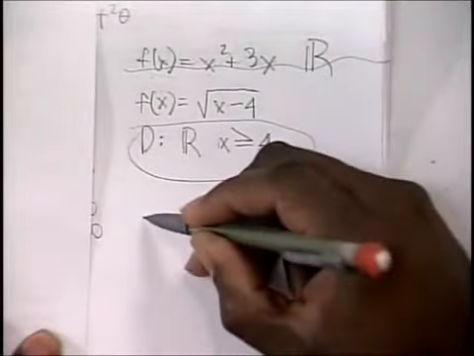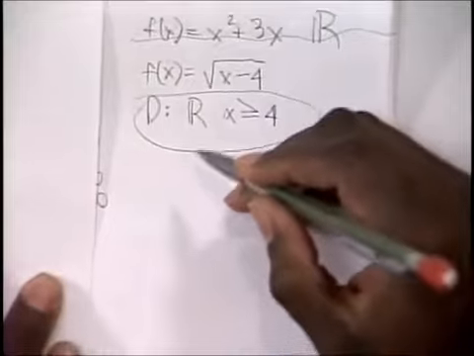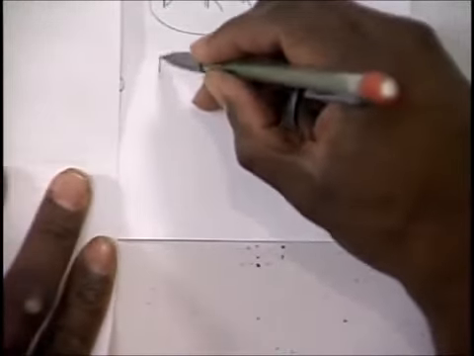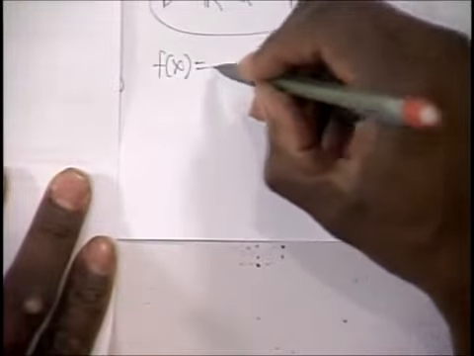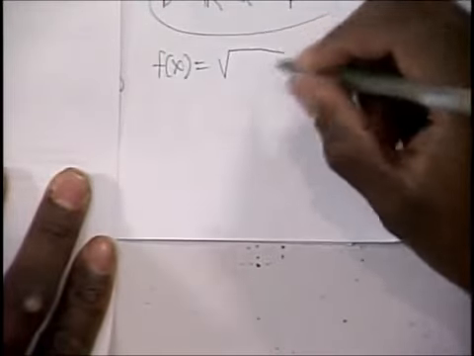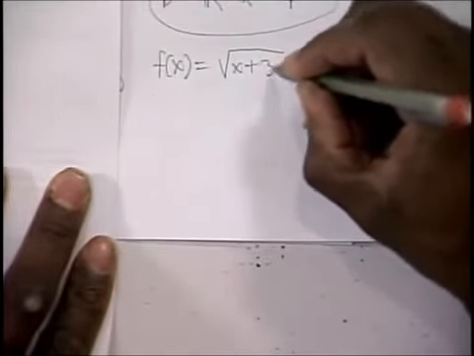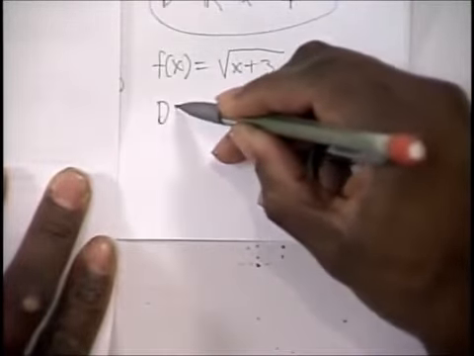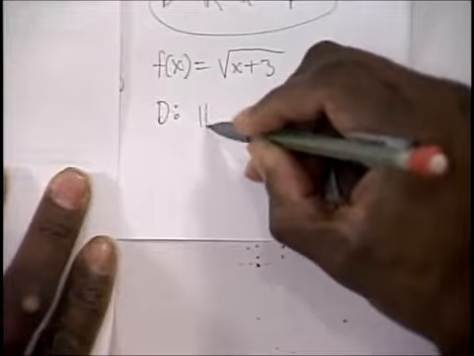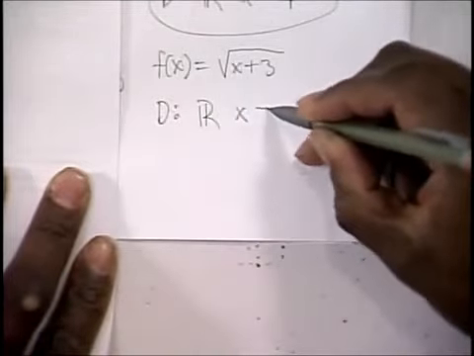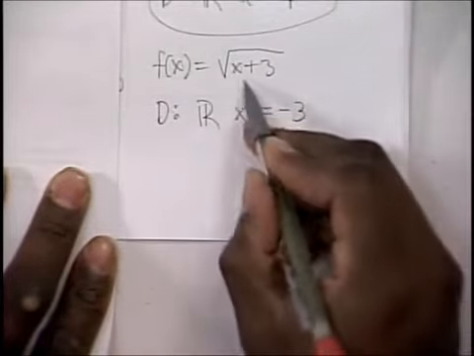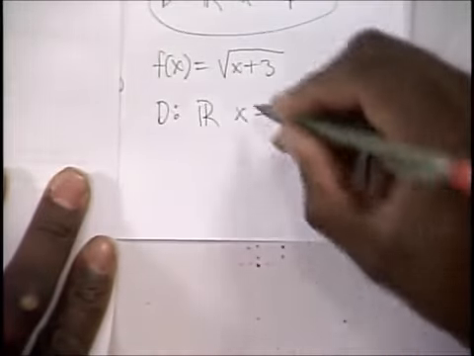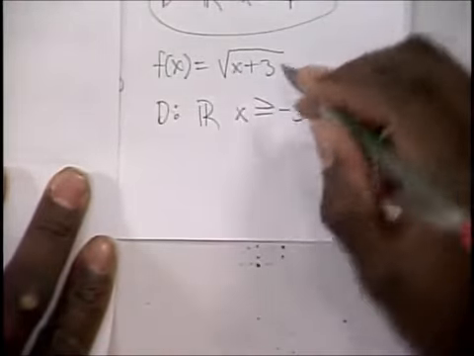All right, so let's do one more. Let's say we have f of x is equal to the radical of x plus 3. The lowest number you can have under a radical is 0. So the domain here is all real numbers where x is equal to negative 3, because if you put a negative 3 there, you get 0, but also greater than negative 3.